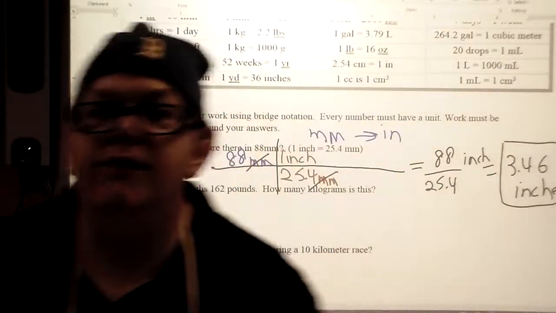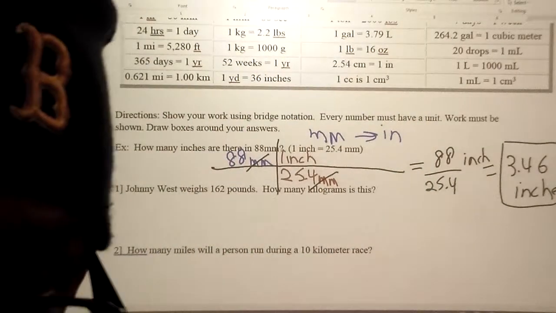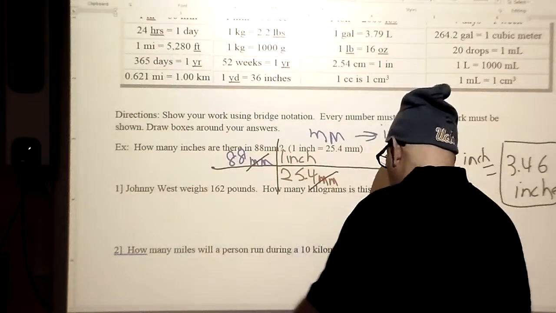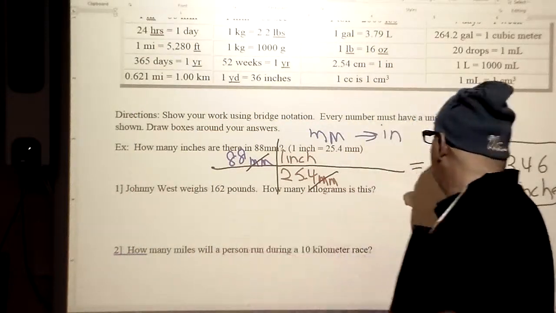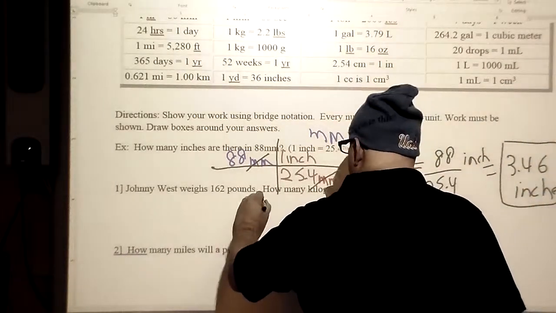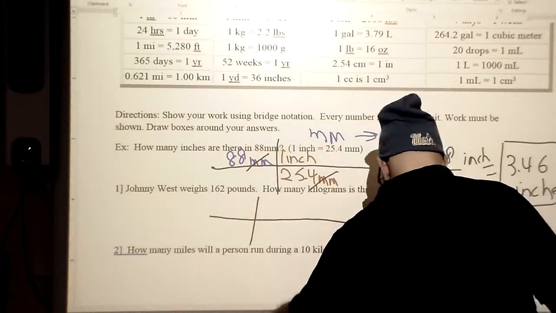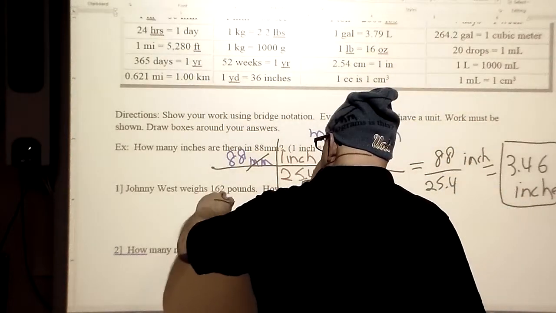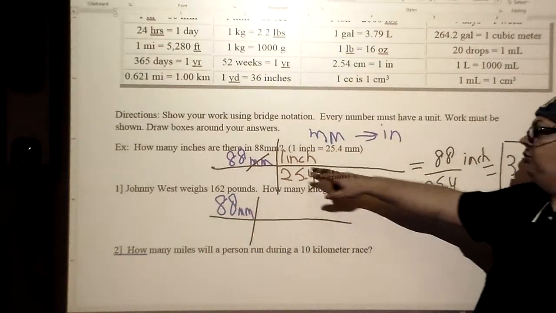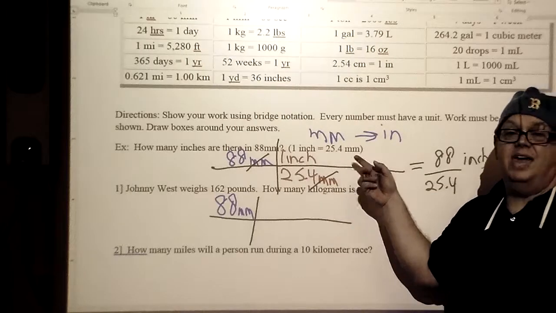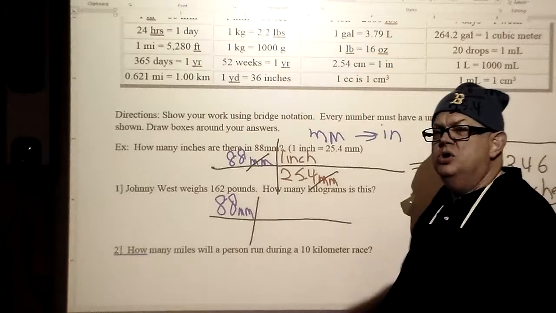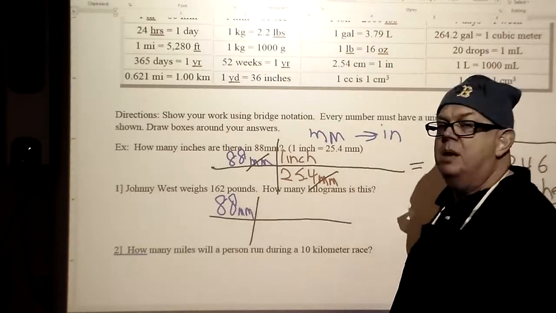Now, how about if I do it the wrong way? How do I know which to put on the top and which to put on the bottom? Let's work it a second time so you see what happens if I do it the wrong way. I have 88 millimeters. I'm still using the same conversion, because I handed that to you. I look at that and I don't know which one goes on the top and which on the bottom. I'm kind of confused.